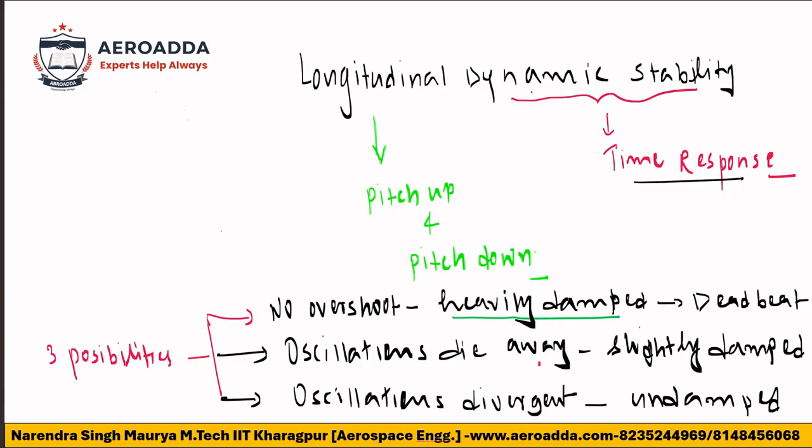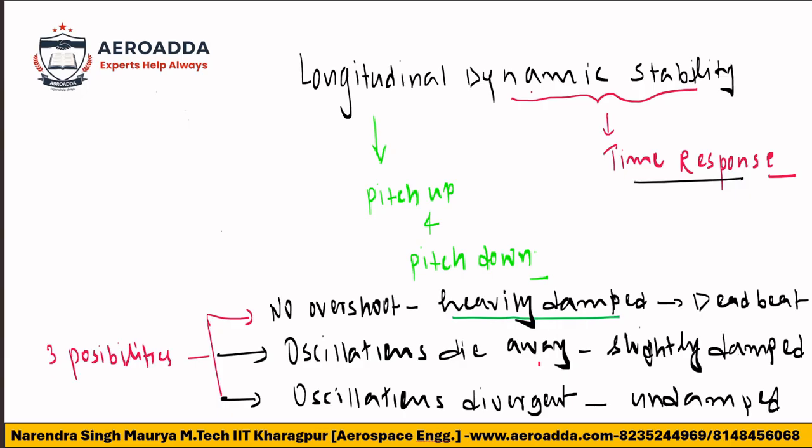But if the oscillation is divergent or undamped, undamped means it is not going to damp out the oscillation. It is not going to die out in a finite period of time. It is divergent, which means the amplitude is continuously increasing. And continuously increasing means the aircraft has a pitch up, pitch down, pitch up, pitch down, and it will keep increasing. And think, if it keeps increasing, it is completely unstable here. I hope you understood these three possibilities. Now I will show all three possibilities with a graph so it will be more clear to you.